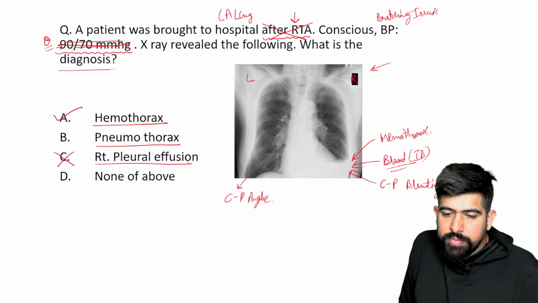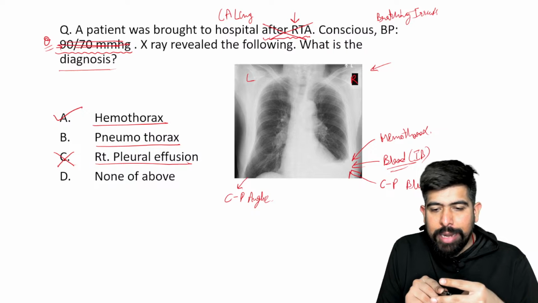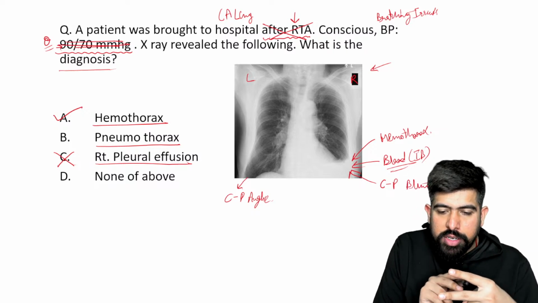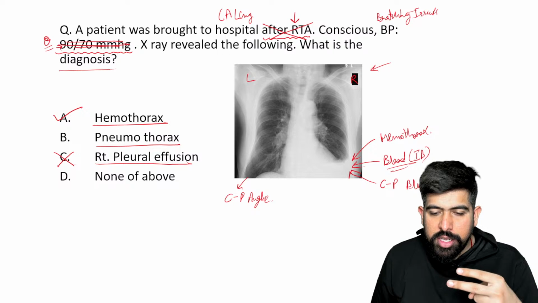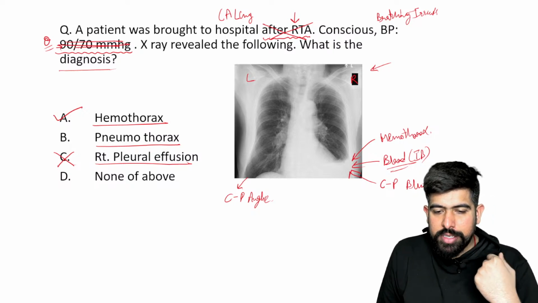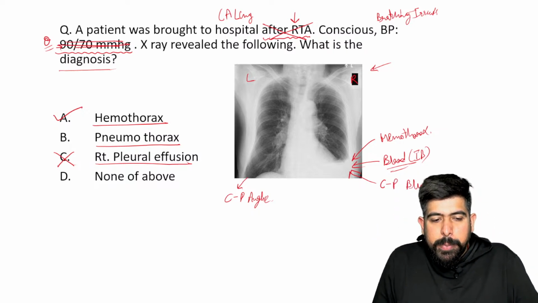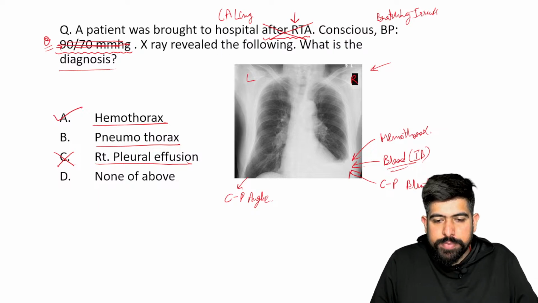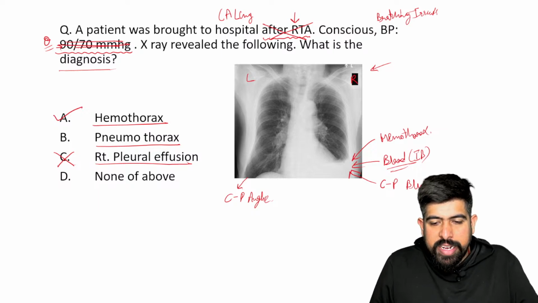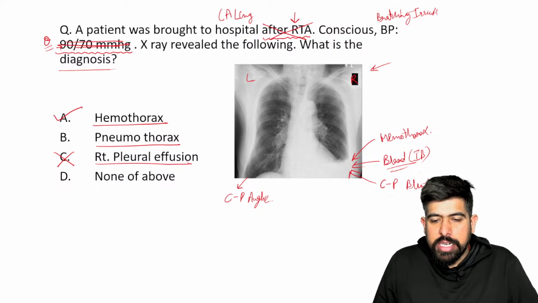Can you let me know why we put the needle on the upper border of B only? Why am I not going with the lower border of rib A? Just let me know why. Can you answer this? I'm waiting for your answer.